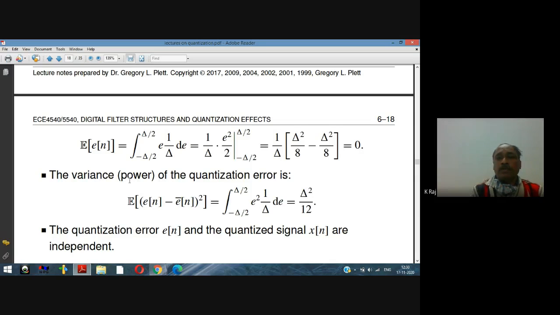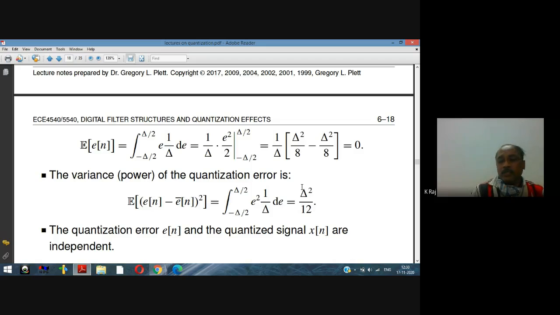The variance or the power of the quantization error here will be the average value of en minus the mean of en, squared, and that will be the integration from minus delta by 2 to delta by 2 of e square times 1 by delta de, and that will become delta square by 12. This is the quantization error, which we have also discussed during the time of PCM, pulse code modulation.